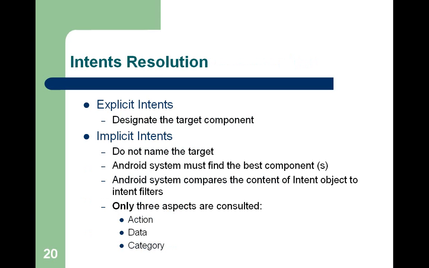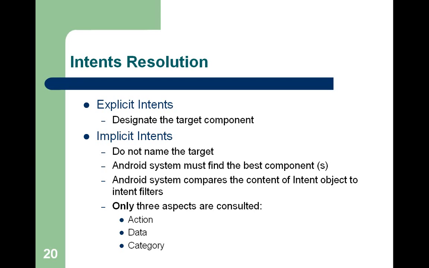We just talked briefly in the last slide about the component name. What happens if we specify the component name or if we don't specify the component name? So there are essentially two kinds of intents, explicit intent and implicit intent. Explicit intent is one in which we designate the target component. We specify the component name, and in that case nothing specific is required. Android system just launches that component. But in case of implicit intents, we do not name the target, and Android system must find the best component or a number of components.